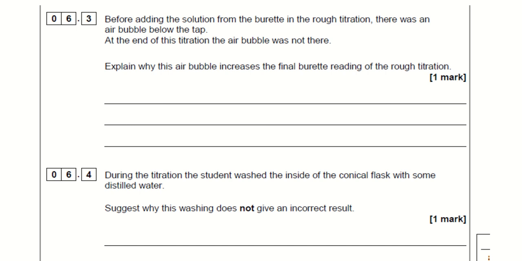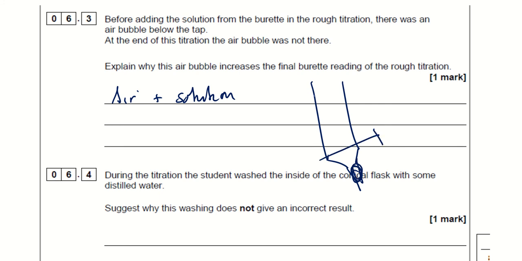So explain why an air bubble increases the final burette reading. Well, okay, if you have an air bubble, you have to add the air plus some solution. And if you think about your burette, guys, if I draw sort of an air bubble there, when the air goes out of it, the burette reading will still go down. But the air bubble doesn't actually neutralize anything in the conical flask, so you're going to have to add air, which does nothing, but is going to give you a reading on your volume, so your end reading is going to be bigger than you might anticipate.